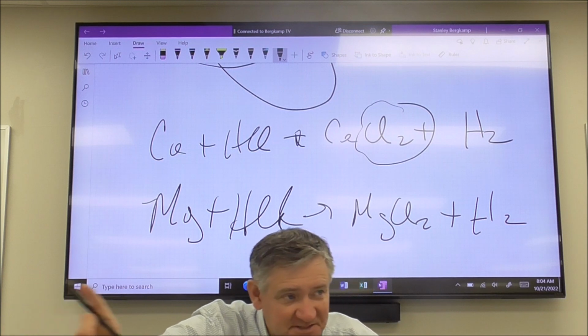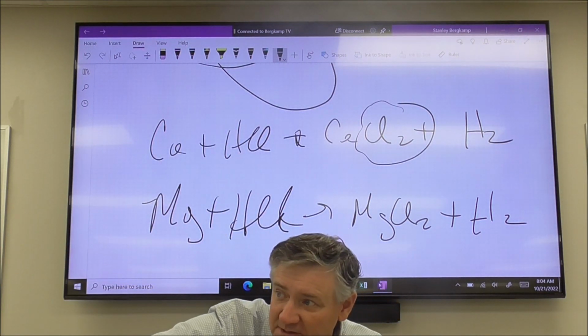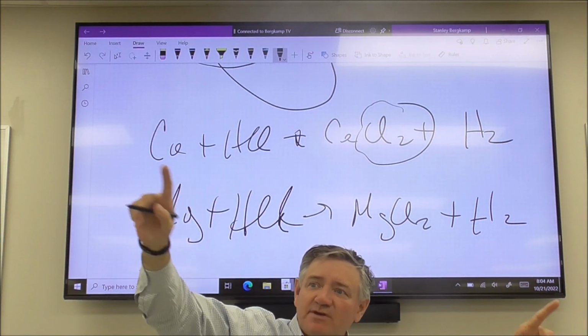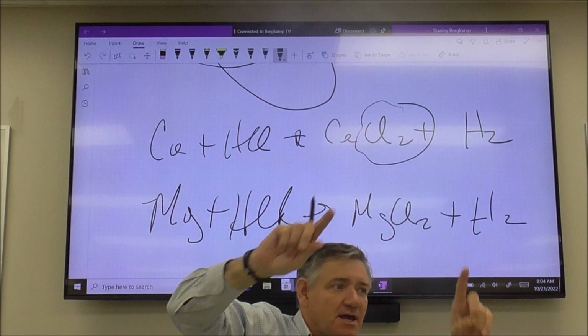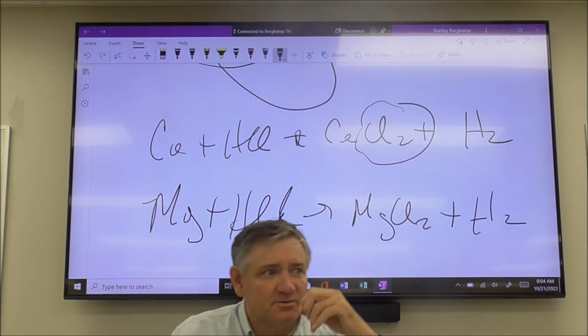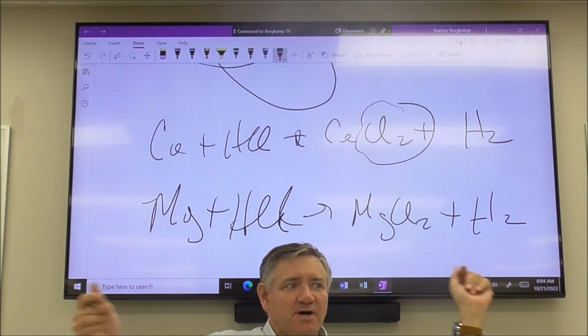Guess what? Same idea. No pun intended, but do you see the periodic trend? Calcium was giving up its electrons. It gave up those electrons more easily. The reaction took place more vigorously. Okay? In most situations you form hydrogen gas.